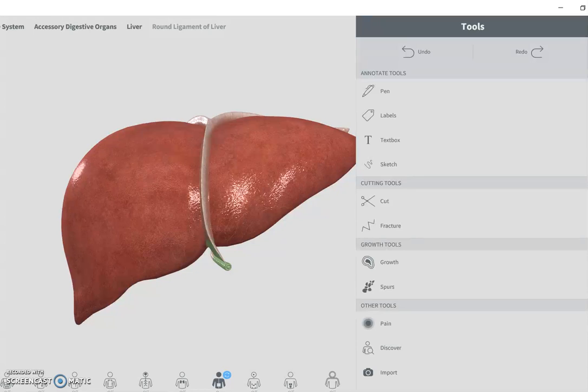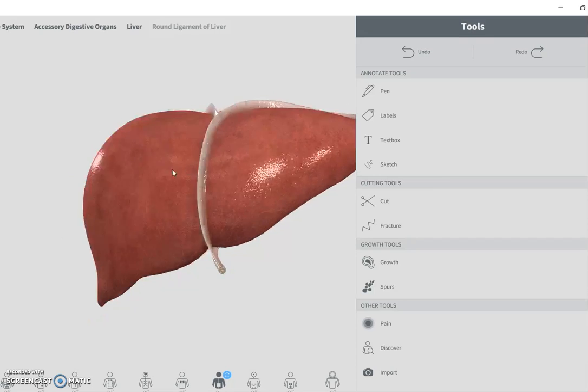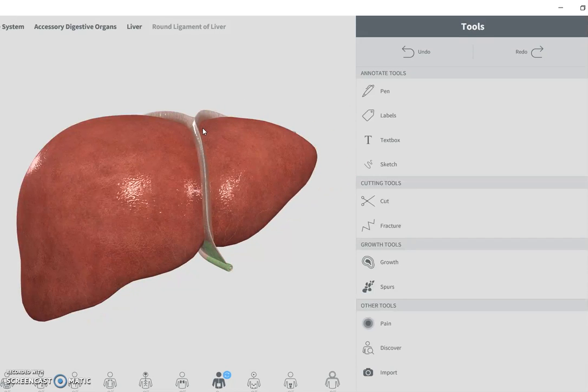Hey guys, welcome back. So in this part of the video, we'll be talking about the anatomical as well as the functional lobes of the liver. Okay, so let's talk about the anatomical lobes of the liver first.